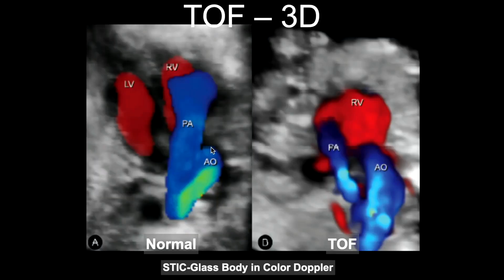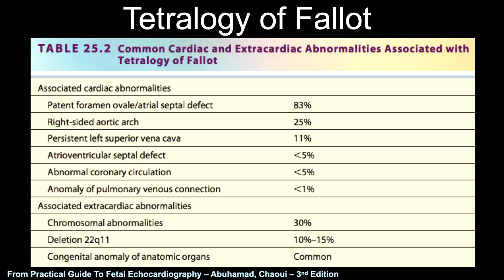Here's another example of a normal 3-vessel trachea view. Look at the size of this pulmonary artery, and here's a fetus with tetralogy of Fallot. And 3D rendering, look at the size of the pulmonary artery in relationship to this aorta here. So when you look at the common cardiac and extracardiac abnormalities with tetralogy of Fallot, right-sided aortic arch in 25% of cases, persistent left superior vena cava is also an important association. Keep that in mind. And look at chromosomal abnormalities in 30%. And don't forget about the 22q11 deletion in a significant proportion of those fetuses.